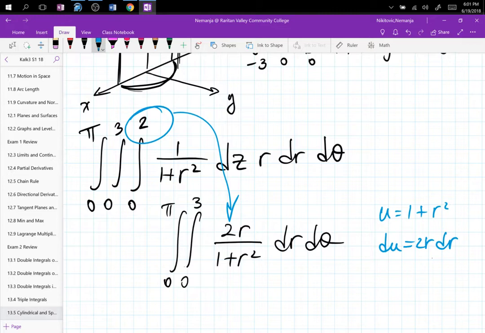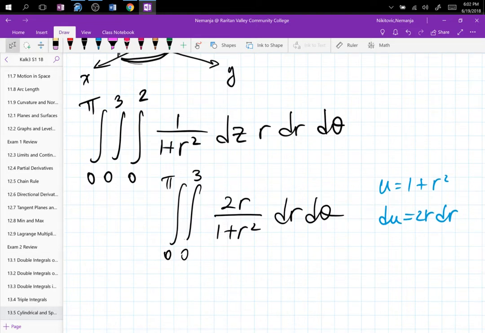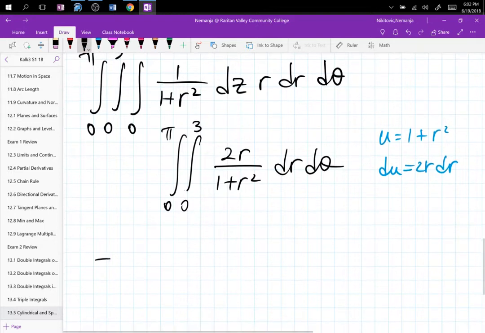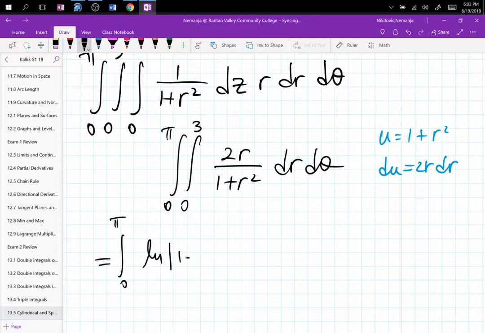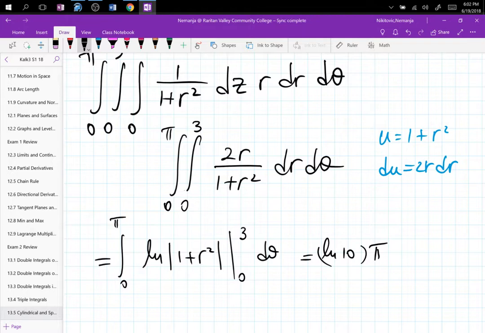So that's that. And then you use your u sub. This becomes 1 over u. Integral of that is ln. So we have 0 to pi of ln of 1 plus r squared from 0 to 3 d theta. So that's ln 10 pi. It should be good.